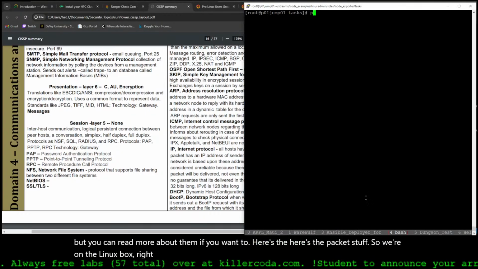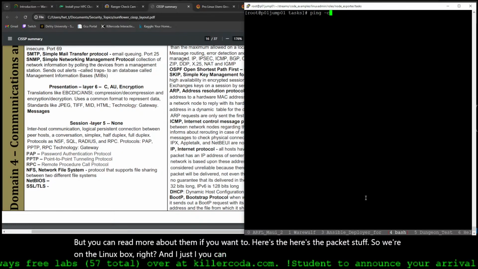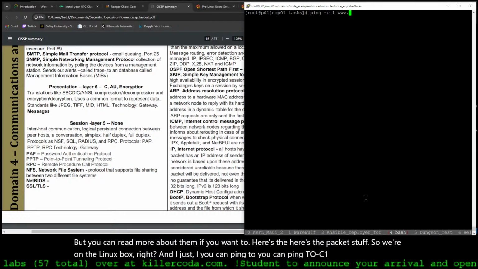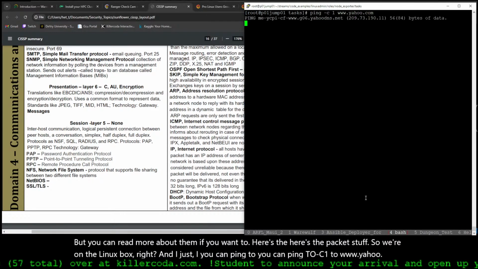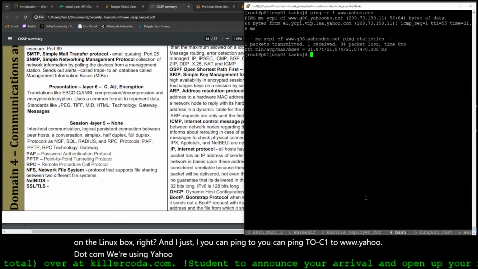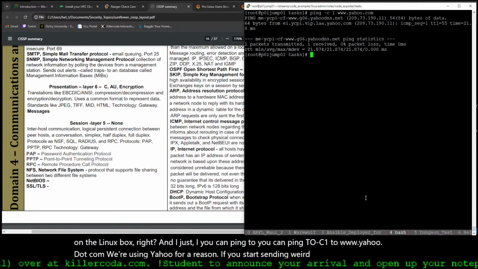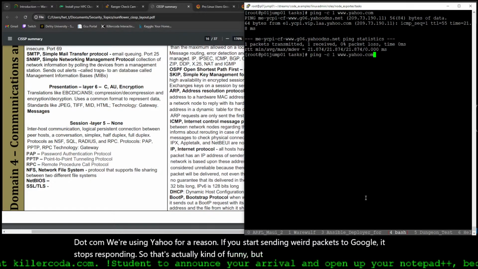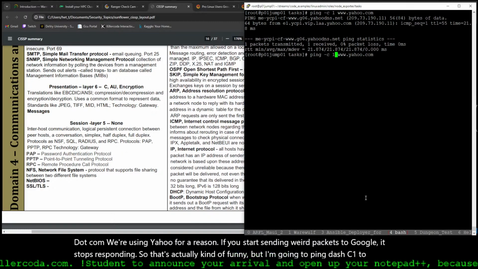And you can ping -c1 to www.yahoo.com. We're using Yahoo for a reason. If you start sending weird packets to Google, it stops responding. So that's actually kind of funny. But I'm going to ping -c1 to Yahoo, and that's going to connect.